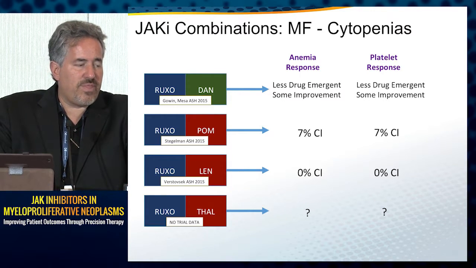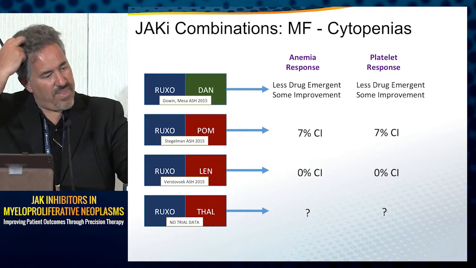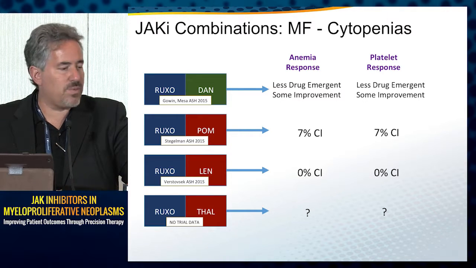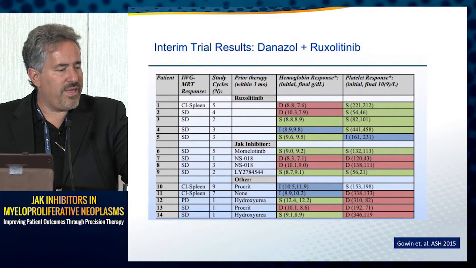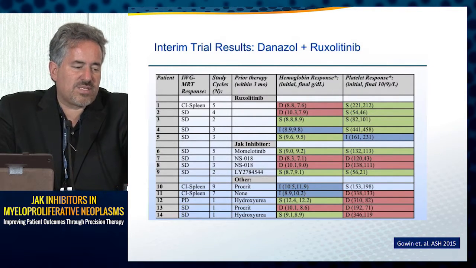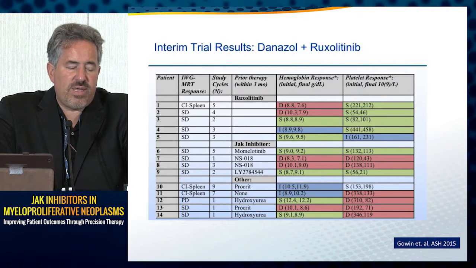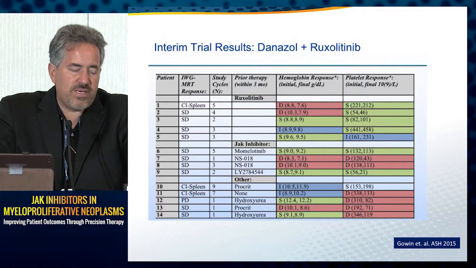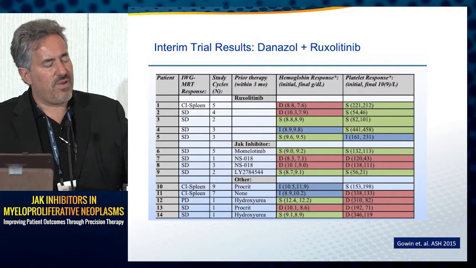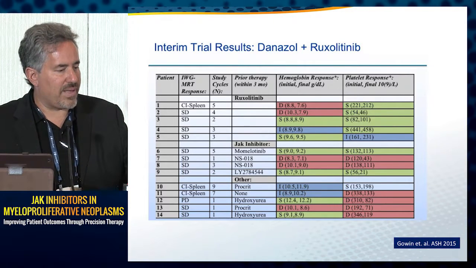It is always possible that the IMiD mechanism of action on the marrow may in fact even potentially be inhibited by JAK inhibition, so I think we'll need to wait and see. With the danazol study, if we try to think about response in a slightly different way, less drug-emergent cytopenias or improvement in baseline cytopenias, we did see a combination of both that would suggest perhaps less drug-emergent cytopenias when using concurrent with a JAK inhibitor. Further studies, I think, will be forthcoming.